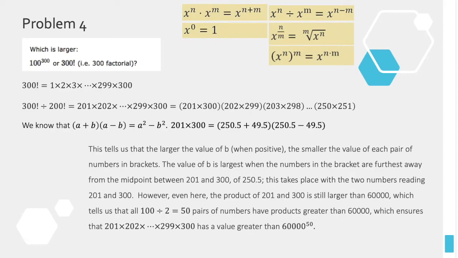So a squared minus b squared gets smaller, meaning the product of each pair gets smaller as the numbers in the pair move away from each other.